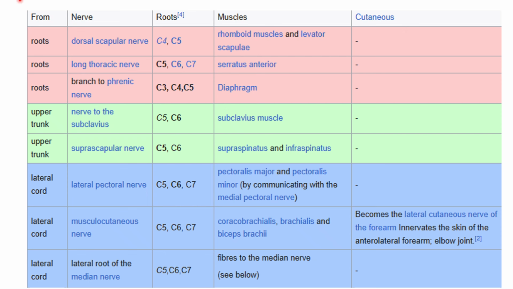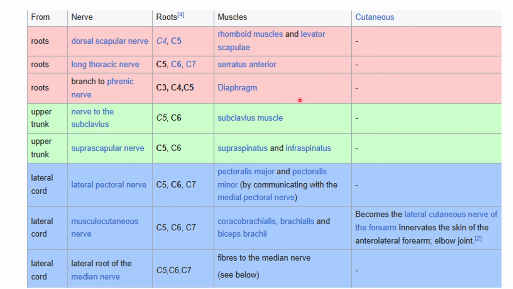All right, so from the roots we have nerves, all right? What are the roots, and what are the muscles, right? And what is the cutaneous innervation too? So we have dorsal scapular nerve, which is C4, C5, rhomboid muscle and levator scapulae, on the lateral sides of your neck. So we have long thoracic nerve, that is C5, C6, C7, serratus anterior.